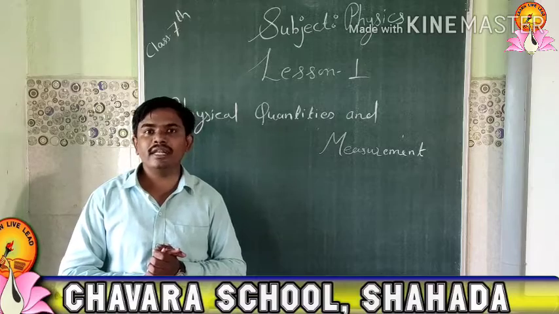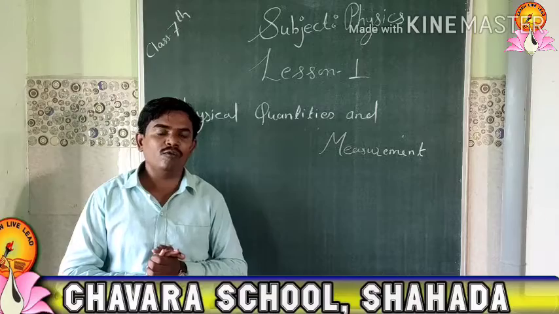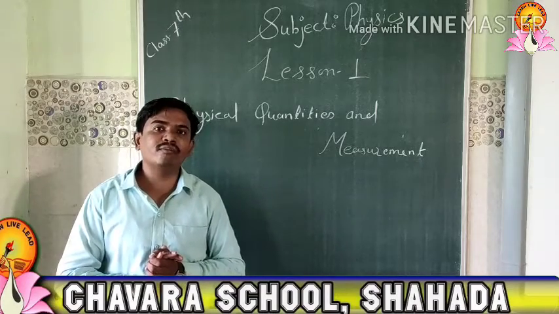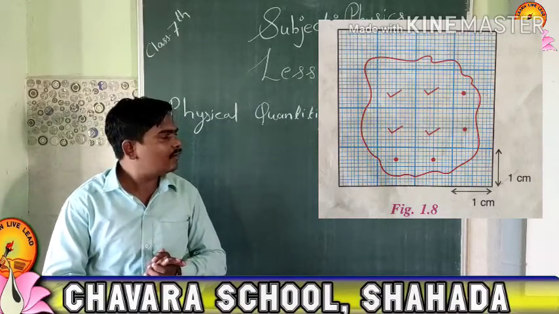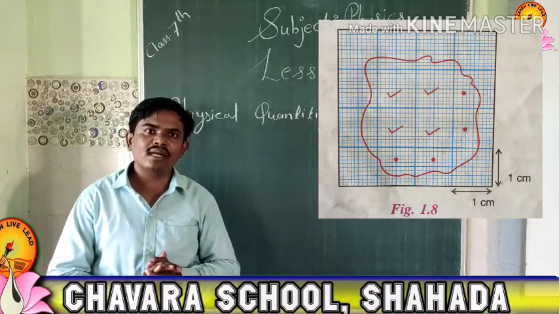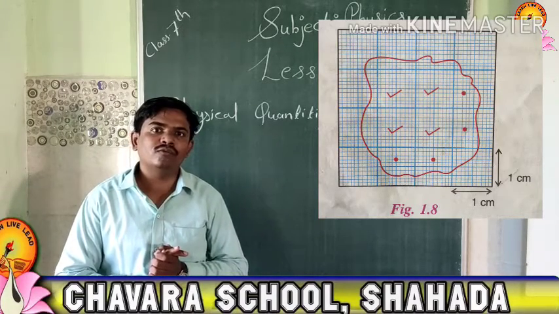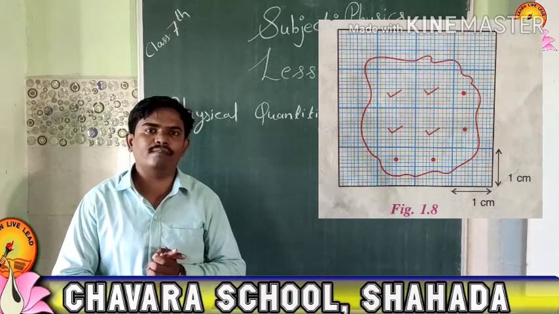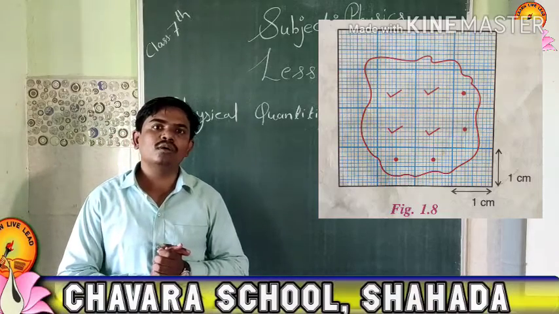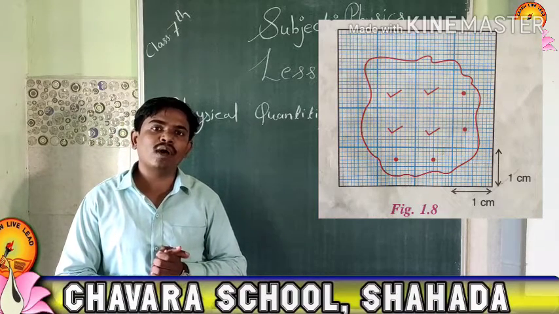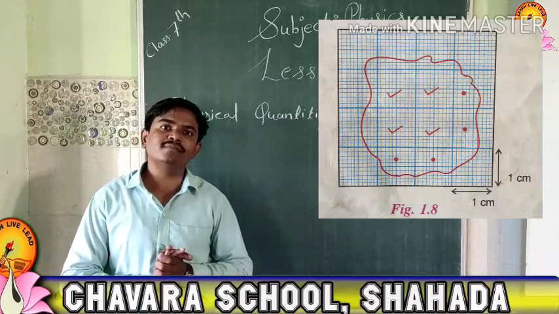Now students, I will teach you how to calculate the area of irregular objects. For example, leaf. Leaf is an irregular object, but we can calculate the area with the help of graph paper. As you can see, here we will count the number of complete squares and incomplete squares whose area is more than half. So we can calculate the area of leaf, which is equal to the total number of complete squares plus incomplete squares whose area is more than half.